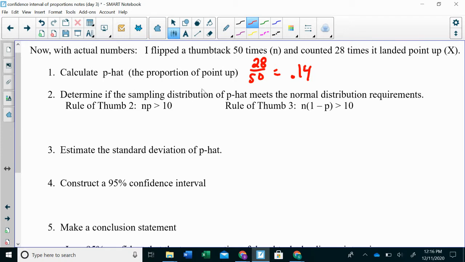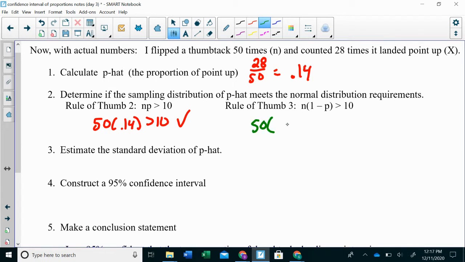Now, number two, determine if that sampling distribution meets our two rules of thumb. Again, the 50 is the n. So for rule of thumb number two, is 50 times 0.14 really greater than 10? Well, yes, check, it is.